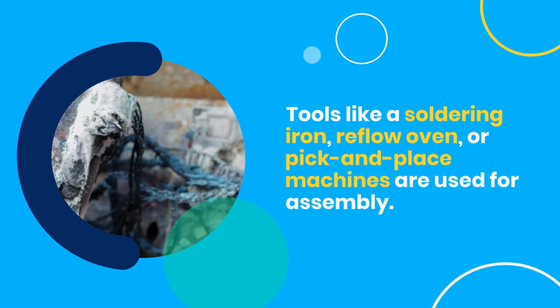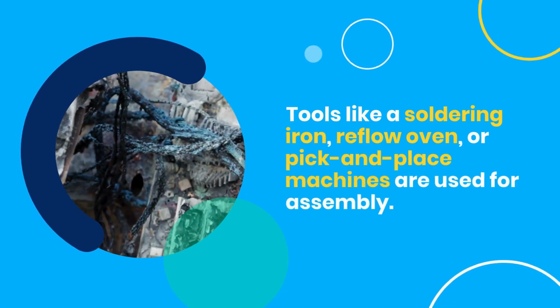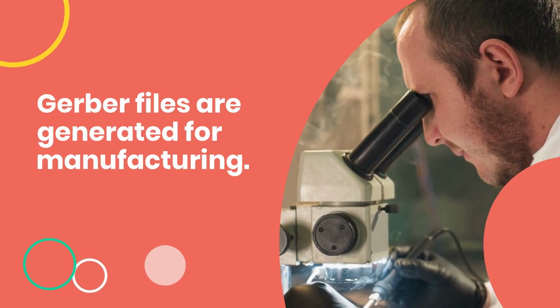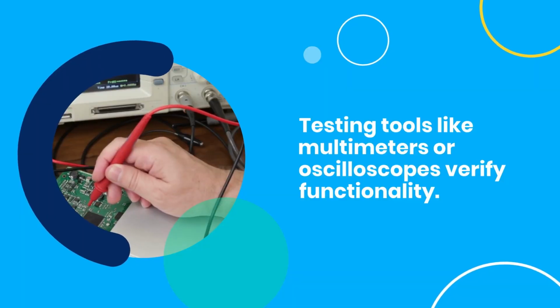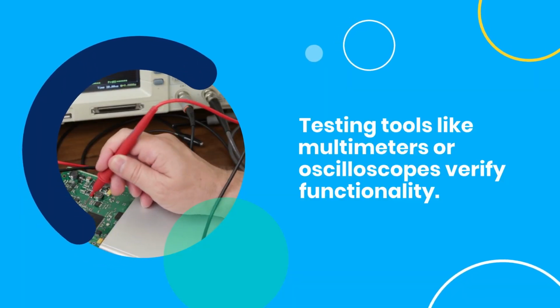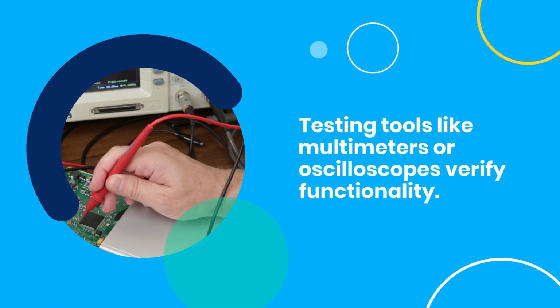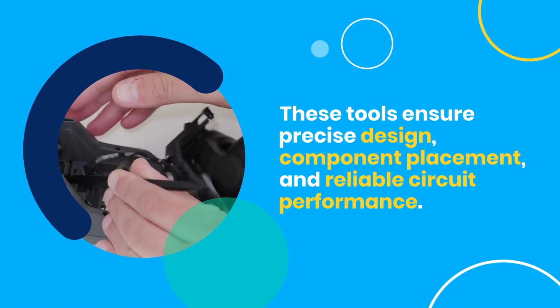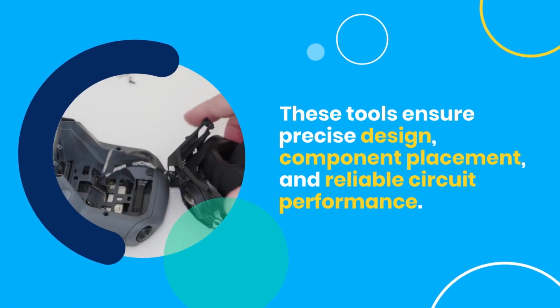Tools like a soldering iron, reflow oven, or pick-and-place machines are used for assembly. Gerber files are generated for manufacturing. Testing tools like multimeters or oscilloscopes verify functionality. These tools ensure precise design, component placement, and reliable circuit performance.